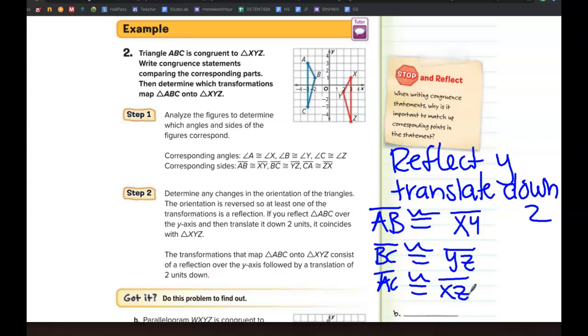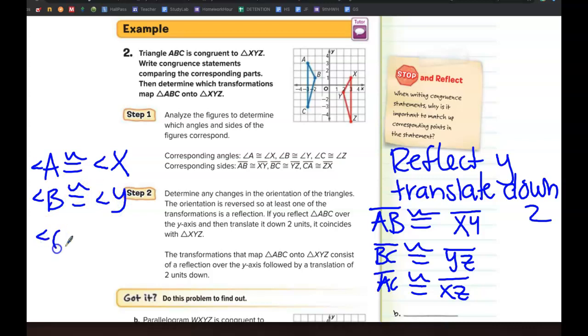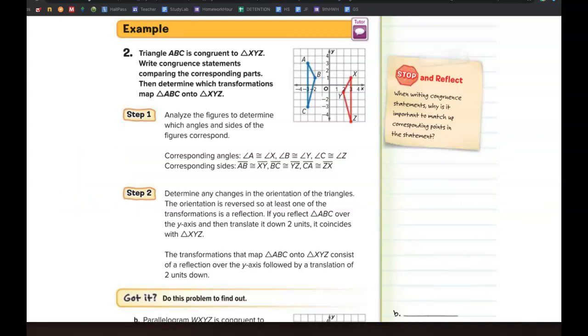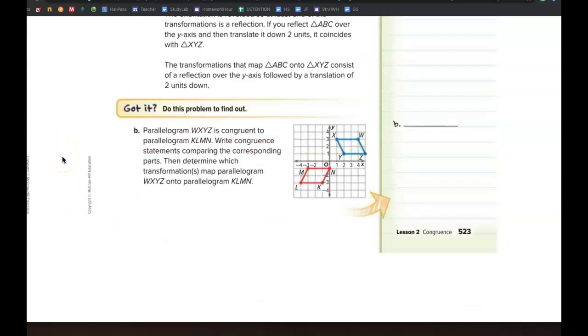Okay. So then you also have to say the angles. So angle A is congruent to what? Angle X. Angle B is congruent to what? Angle C is congruent to what? Make sure you have your angle symbols in there, and make sure you also have your line segment symbols in there. Question?